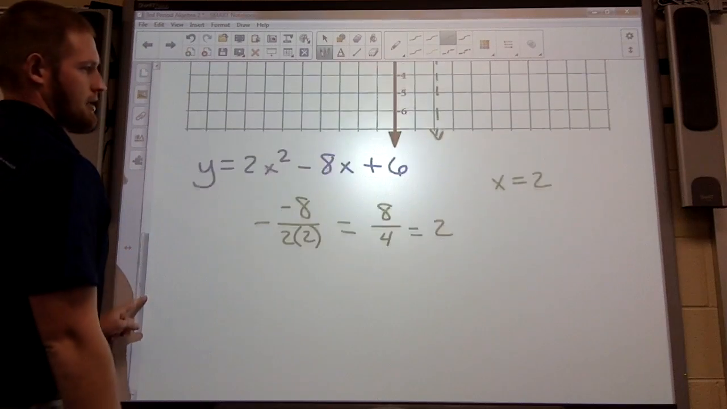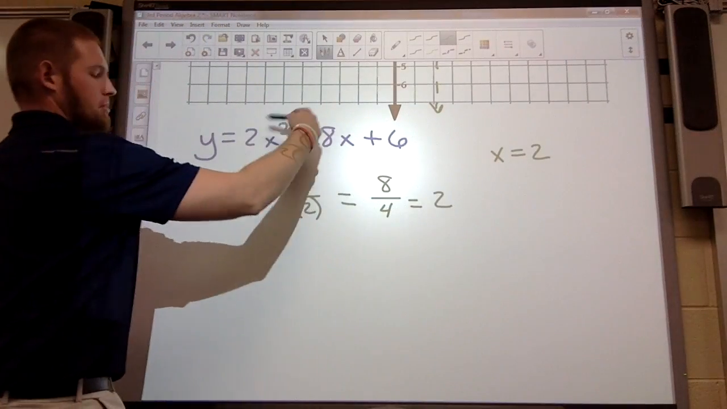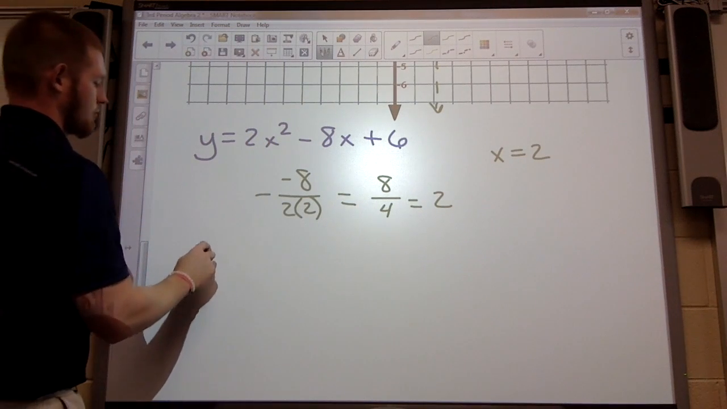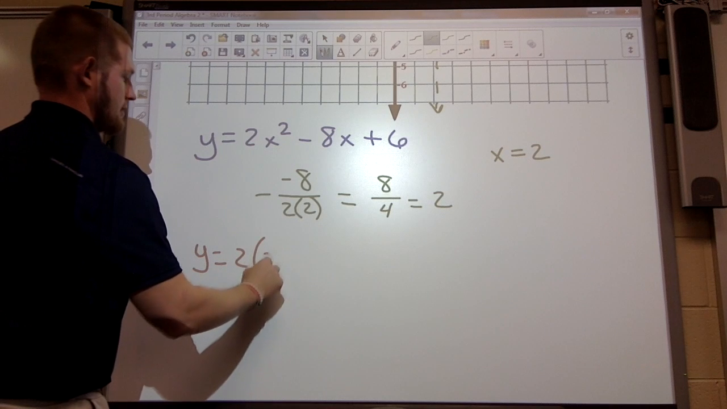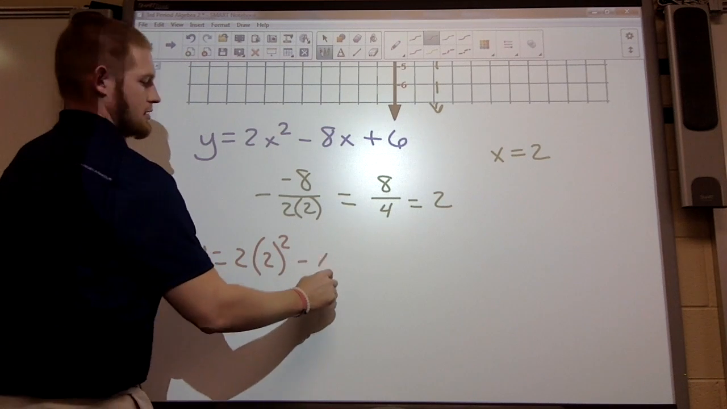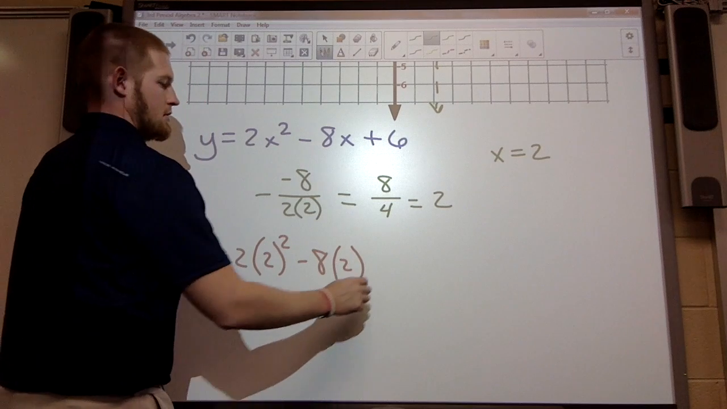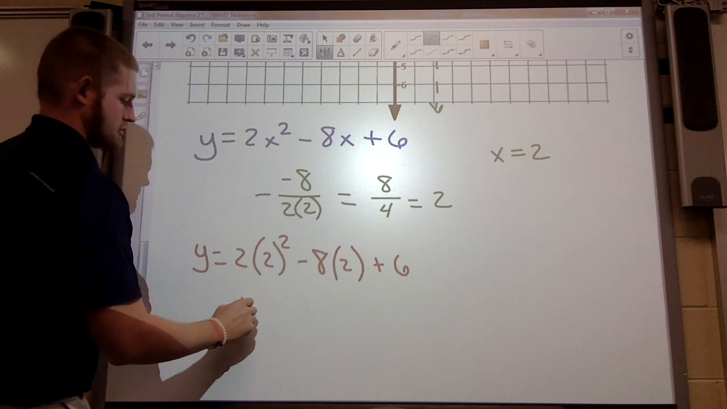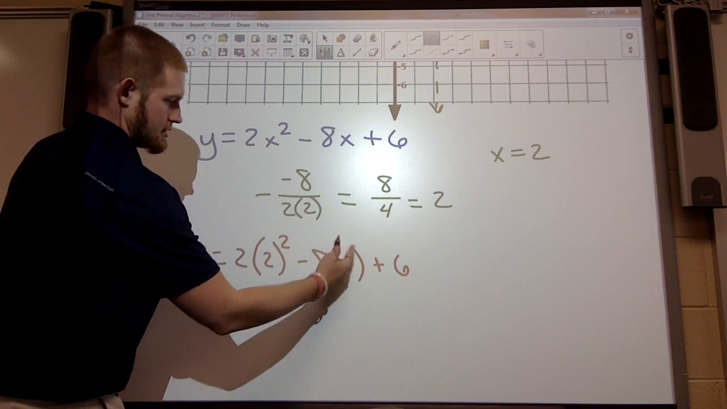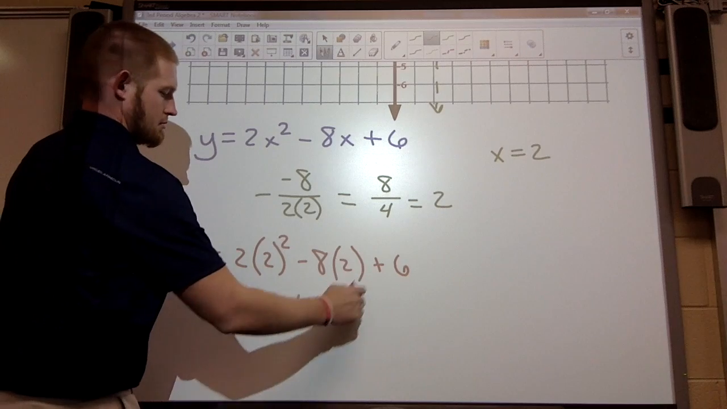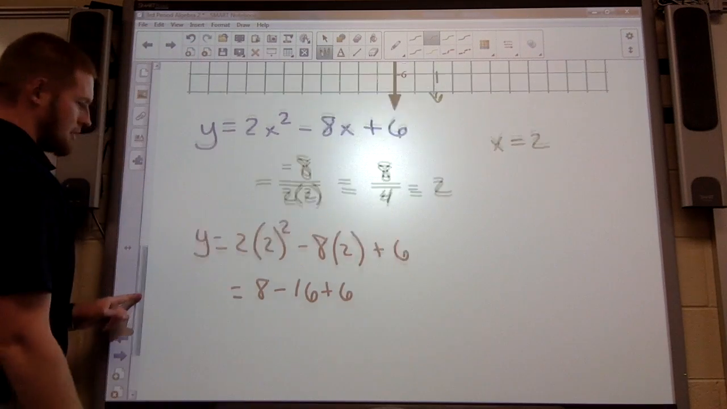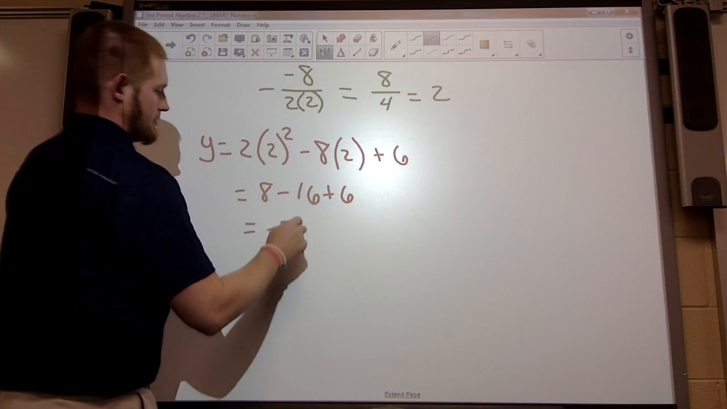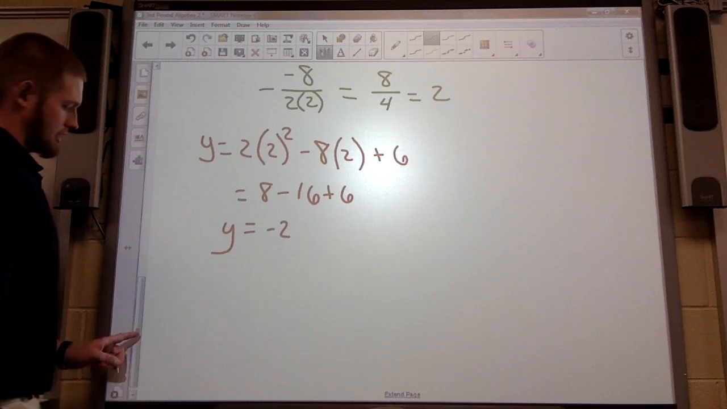Okay, now if my x value is 2, I need to plug that back in to figure out what my y value is. Okay, so let's plug that back in. y equals 2 times 2 squared minus 8 times 2 plus 6. 2 squared is 4 times 2 is 8. So I have 8 minus, this is 16, plus 6. 8 minus 16 is negative 8, plus 6 is negative 2. So I know that y equals negative 2.